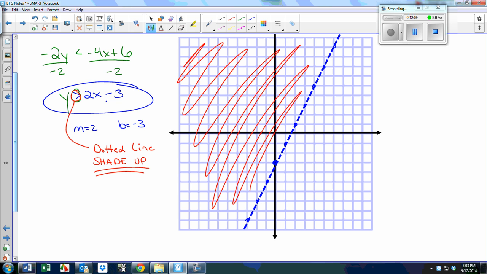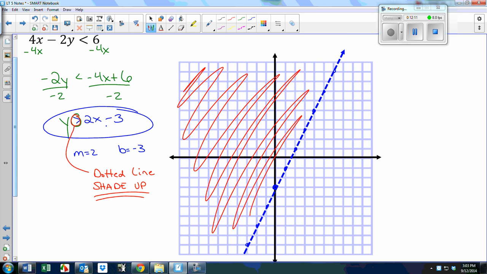So there's the shortcut to graphing an inequality in slope-intercept form. And that concludes Learning Target 5.